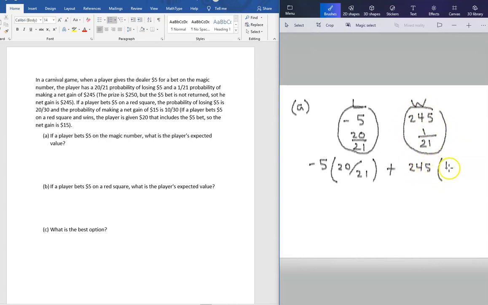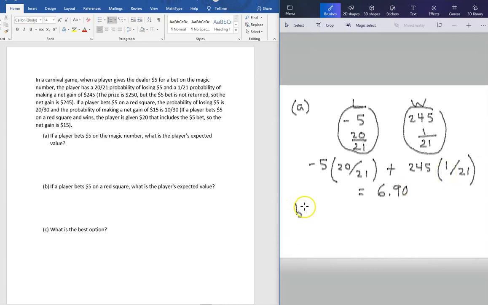So 245 times 1/21. And all you really have to do is grab a calculator. Don't forget that this 5 is a negative right there. So -5, open parentheses, 20 divided by 21, close parentheses, and I'm literally typing it in my calculator just like this. Plus 245, open parentheses, 1/21, close. And I get $6.90. It's going to tell you to round to dollars and cents.